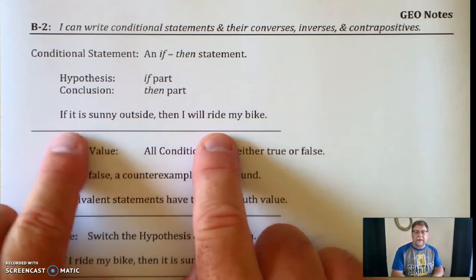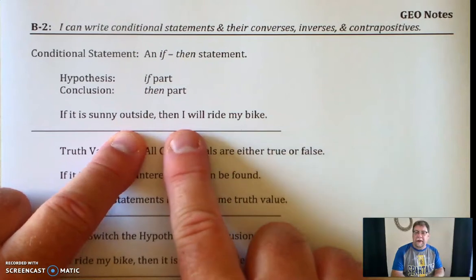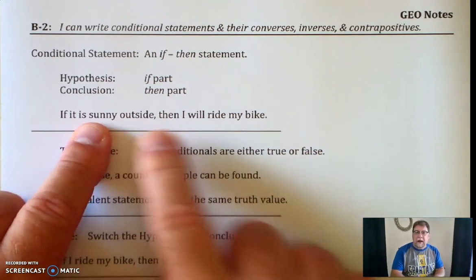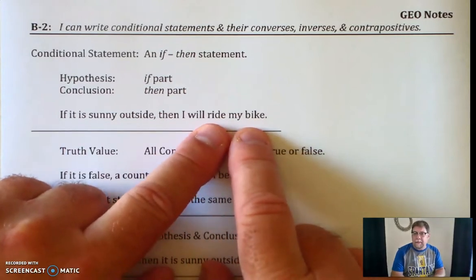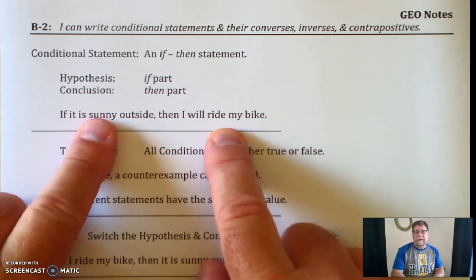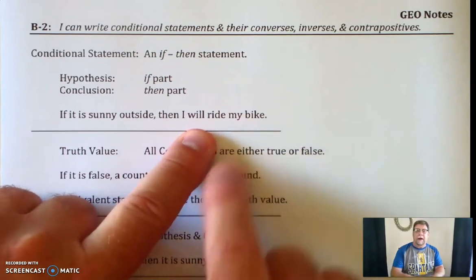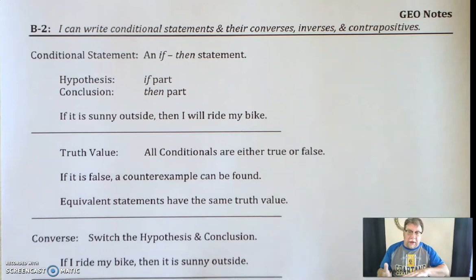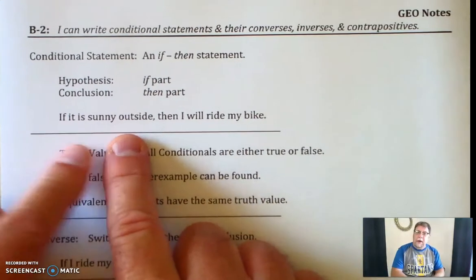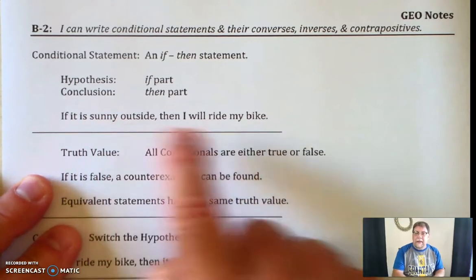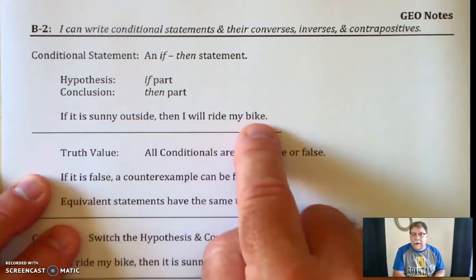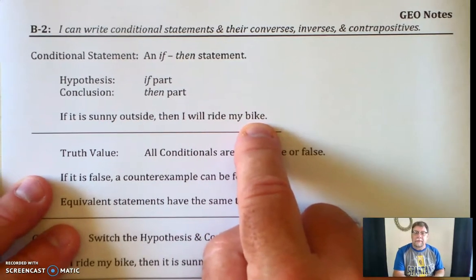The if part is: if it is sunny outside. The then part is: then I will ride my bike. So the hypothesis is it's sunny outside. The conclusion: I'll ride my bike. All right, so if it's sunny outside, then I'll ride my bike. What it means is that for this to be true, this part has to be true. And anytime this part is true, then this will be true. So if it's sunny outside, I'm going to ride my bike. That will be a true statement.